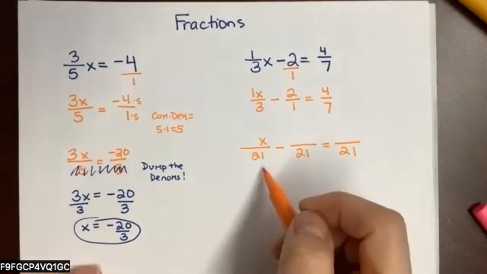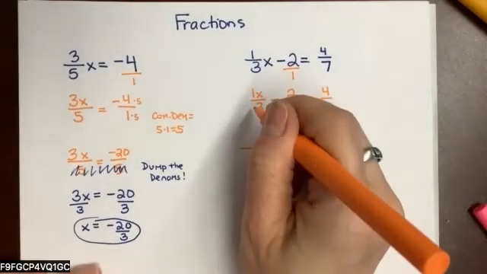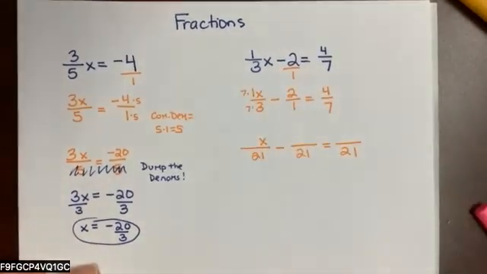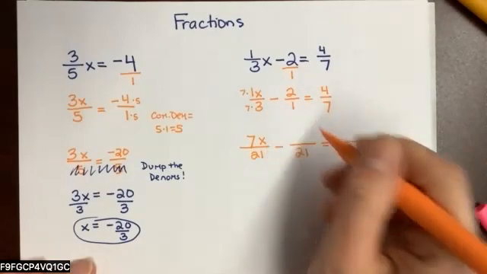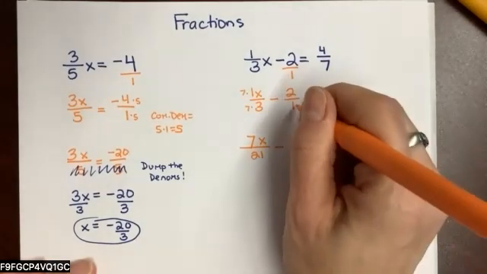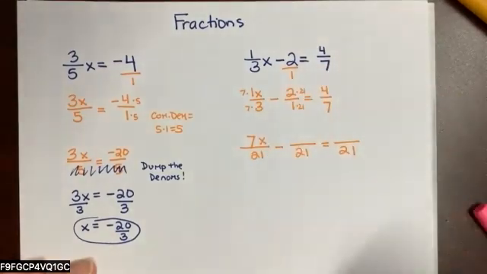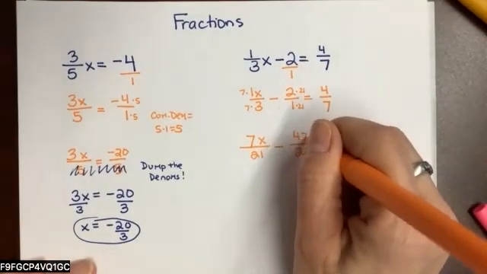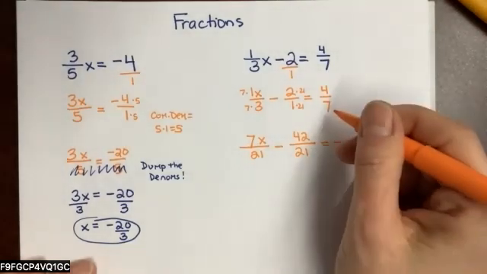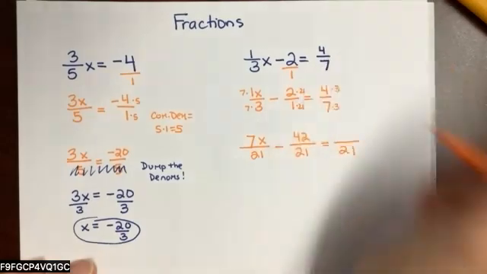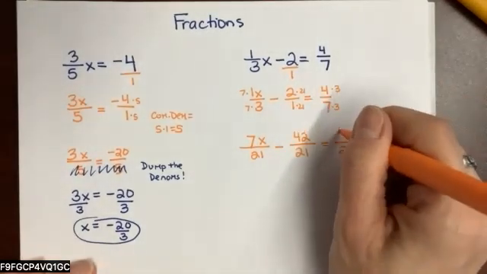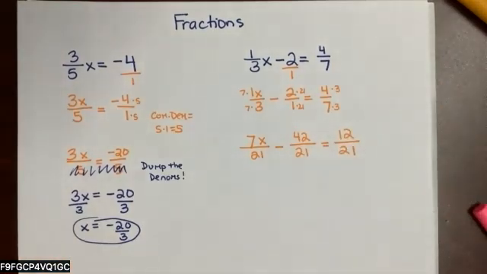This was a 3. It needs to become 21. To do that, I have to multiply by 7. So that becomes 7. This was a 1. It needs to become 21. I have to multiply by 21. That 2 becomes a 42. This was a 7. It needs to become a 21. I have to multiply by 3. That 4 becomes a 12. Everybody's got a 21. Everybody's numerators have been fixed.